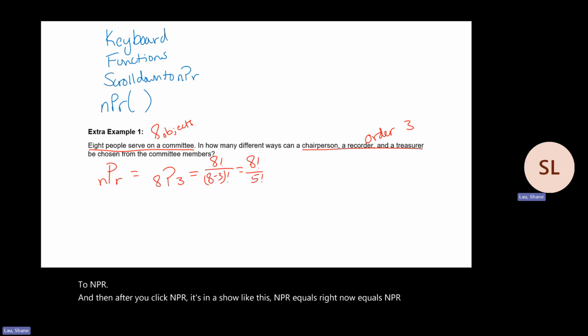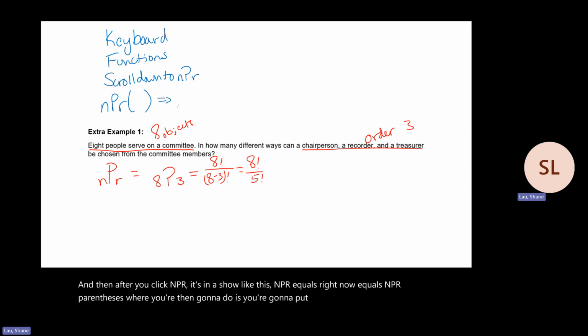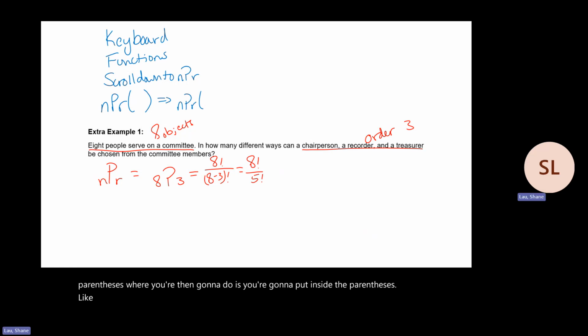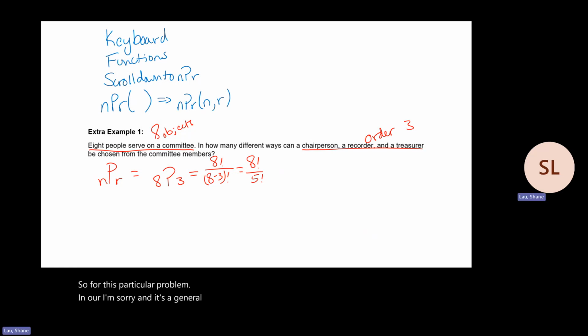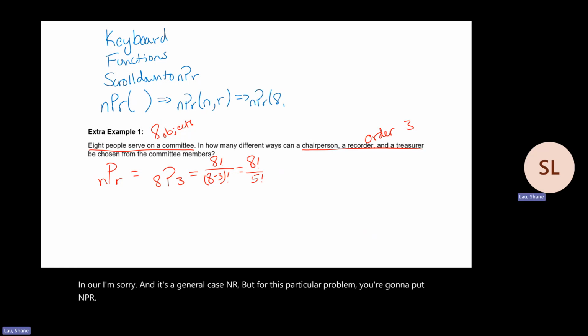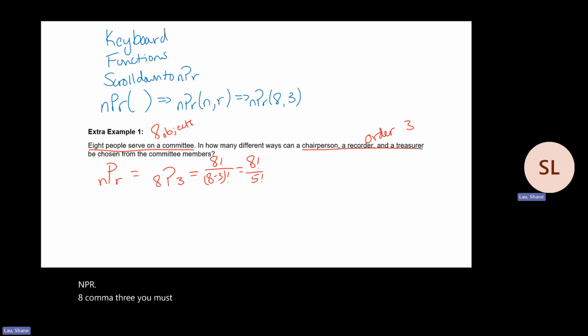What you're then going to do is put inside the parentheses n, r as a general case, but for this particular problem, you're going to put nPr 8, 3. You must have the comma in between. Otherwise, it will not work.